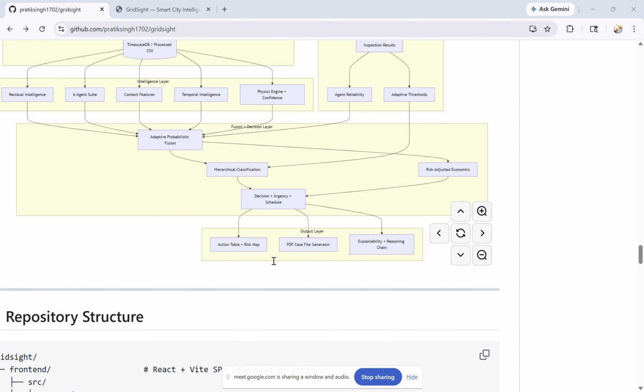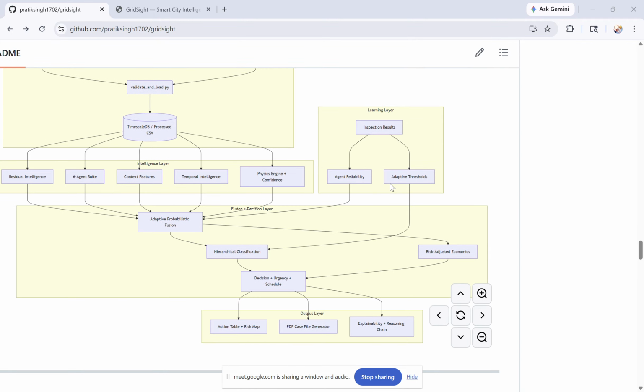This stage determines the anomaly severity, the urgency level, and the inspection priority that we have discussed. These are the two main problems that we are facing on the grid side in the current scenario of smart meters. Then we have the output layer, which includes the risk map that we can see, the action tables, and downloadable PDF cases.